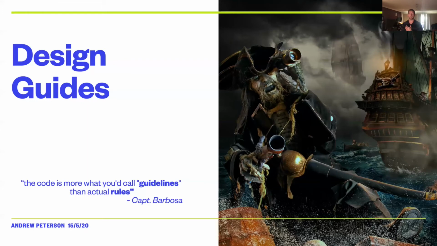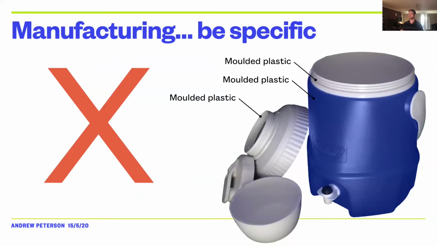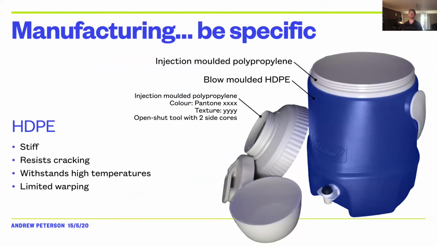Design guides. A big thing we've been talking about in ManTech is the use of design guides. To quote Captain Barbosa, the code is more of what you'd call guidelines than actual rules, but you need to know what those guidelines are. And so that comes into play when you're being specific about your manufacturing. We don't want to see presentations going forwards where it's like, oh, this is molded plastic, and this is molded plastic, and this is also molded plastic. It means nothing to us. What we're looking for is more detail and being specific. So it's injection molded polypropylene, it's blow molded HDPE.